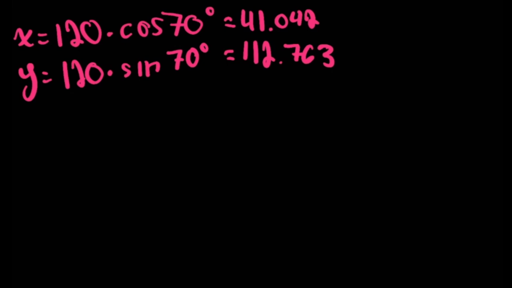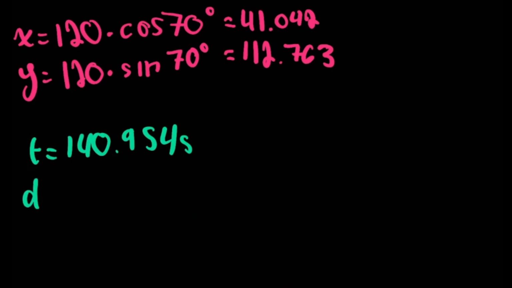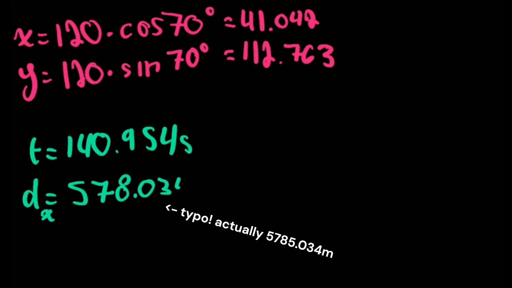With 70 degrees as the launch angle, most of the flight time is spent ascending, as opposed to actually traveling horizontally. T ends up being a huge value in the order of 140.954 seconds, with a total distance of t of x, 5,785.034 meters, which is slightly off of our initial target.